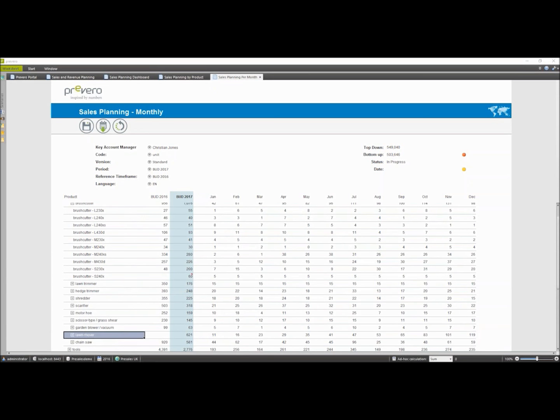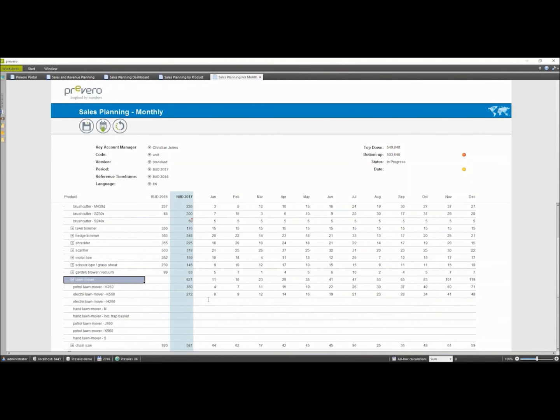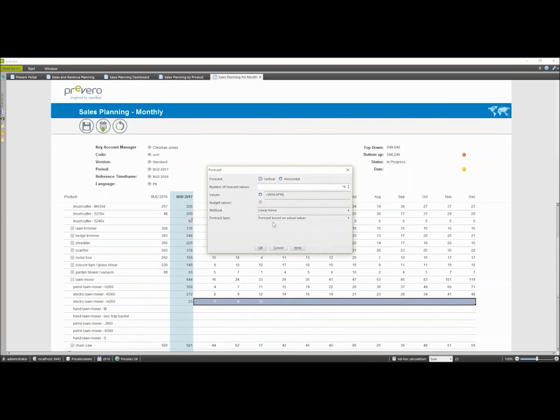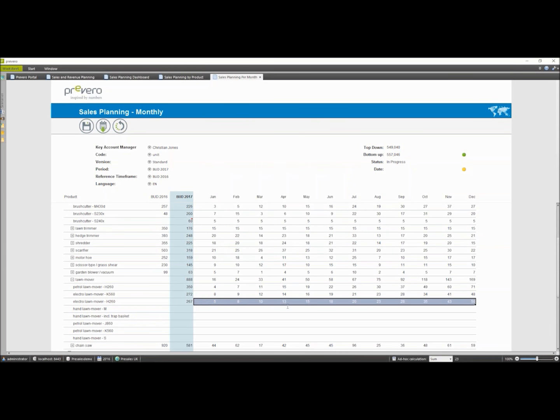Also, we've got the ability to use the forecasting capabilities in Prevero. So, for example, I could say maybe January is 5, maybe this is 8, maybe this is 10. And then I can highlight the entire year, and just by right-clicking, I can use the forecast capability. And then I can decide how I want to forecast. So there we have some predictive capabilities. If I just want to use a linear trend based on some actual values, I click on OK, and there we've calculated that. So there's an example of playing down to a much lower level.